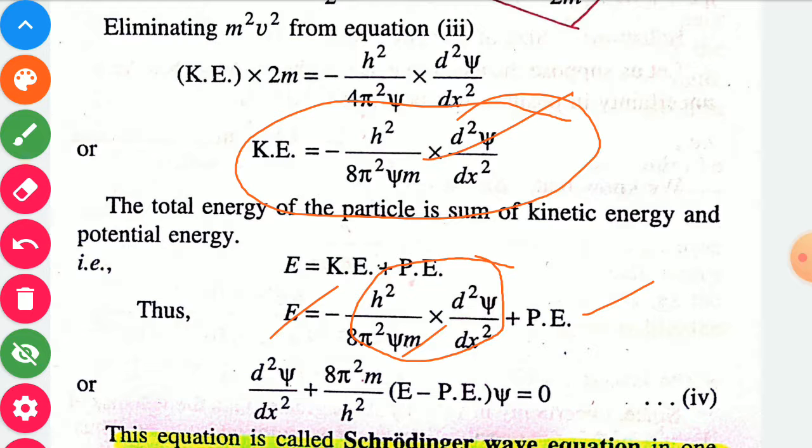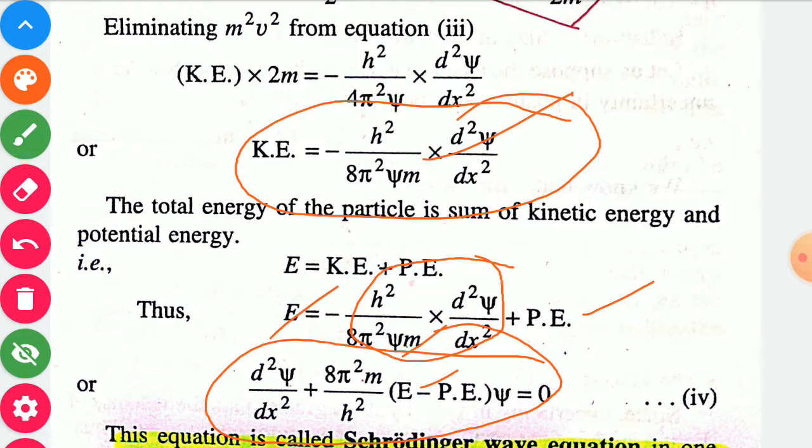So if we solve this equation, normalize this equation, then we may write d square psi upon dx square plus 8 pi square m upon h square in bracket total energy of the particle minus potential energy, psi is equal to 0. Basically, this equation, d square psi upon dx square plus 8 pi square m upon h square in bracket E minus potential energy bracket close psi is equal to 0, is known as Schrodinger wave equation with respect to one direction, that is with respect to x axis.